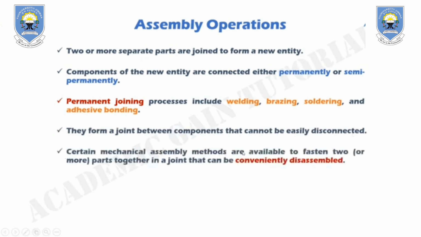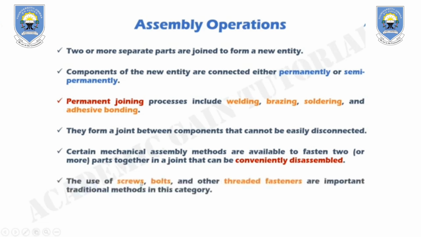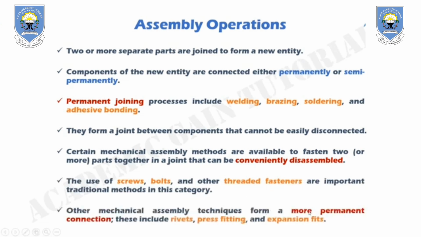Certain mechanical assembly methods are available to fasten two or more parts together in a joint that can be conveniently disassembled. The use of screws, bolts, and other threaded fasteners are important traditional methods in this category. Other mechanical assembly techniques form a more permanent connection. These include rivets, press fitting, and expansion fits.